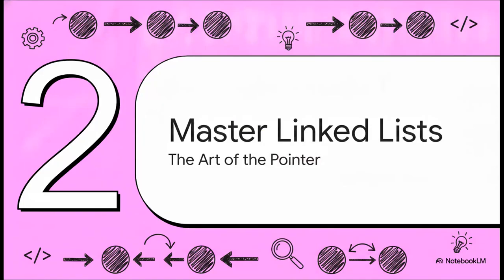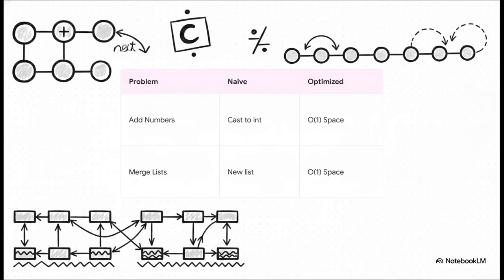Section 2. Mastering linked lists. The art of the pointer. Now, linked lists are an area where visual analogies, like chaining and unchaining nodes, really make these complex maneuvers click. Think about the classic add two numbers problem. A naive approach? You might just cast a list to strings or integers, add them up, and build a totally new list from scratch. But doing that just eats up memory.